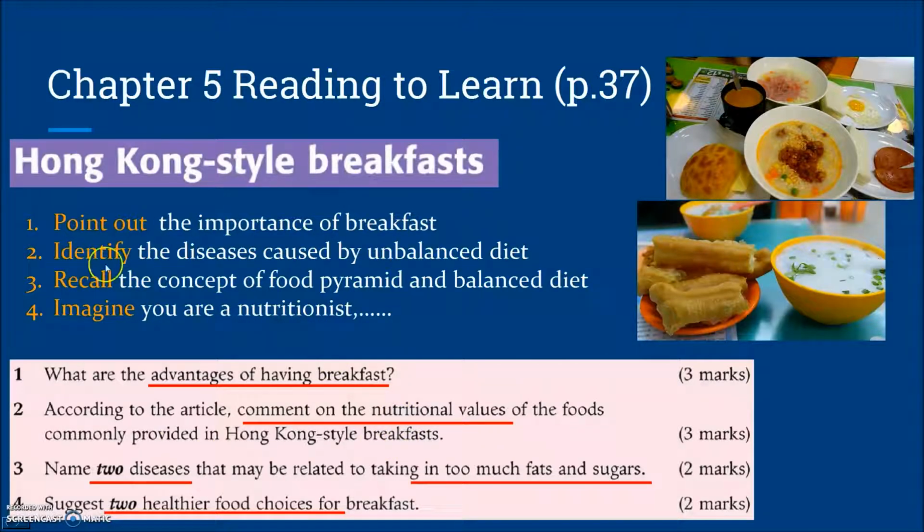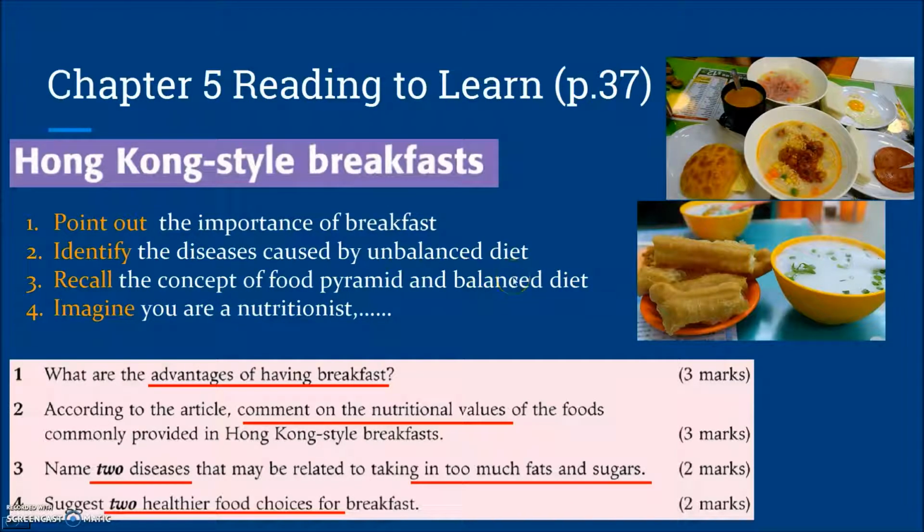So it needs you to identify the disease caused by an unbalanced diet. And also, because we have questions 2 and 3, recall the concept of the food pyramid and the balanced diet.